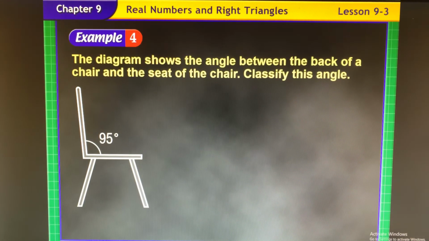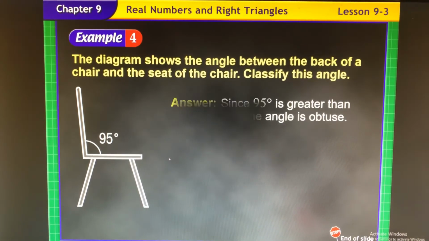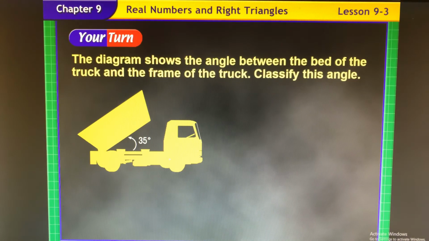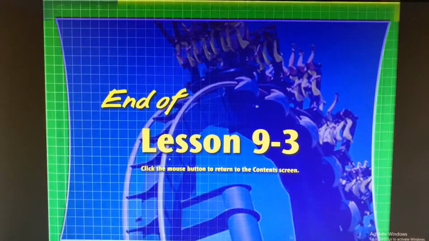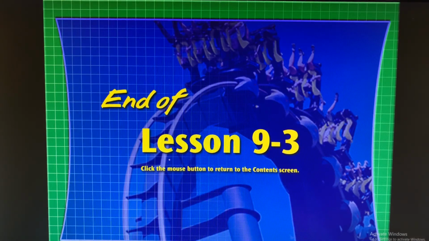And then they got really tricky on you here. It may look like a 90-degree angle, but it's not. Remember, don't go by the visual, go by either using a protractor or what they tell you. In this case, it says 95, so you know it's greater than 90, it has to be obtuse. Oh, that one's tricky. Acute. And that's the end of 9.3. Very easy.